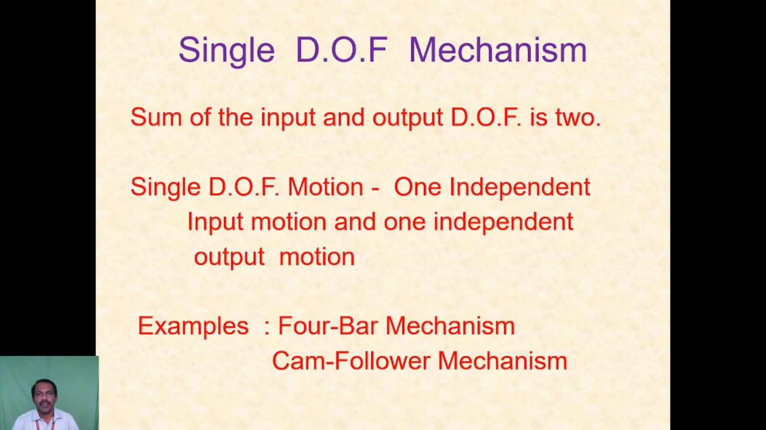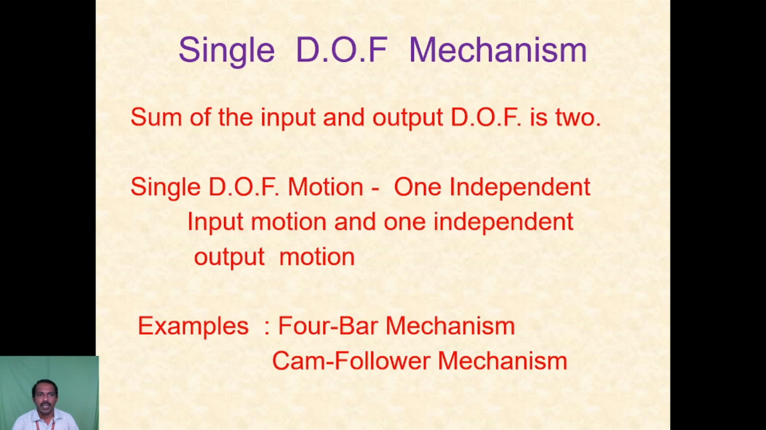Next, single degree of freedom mechanism. A single degree of freedom mechanism is exemplified by the four-bar mechanism and the cam follower mechanism. For a single degree of freedom, the sum of the input and output degrees of freedom is 2. That means one independent input motion and one independent output motion. The output and input are the same.